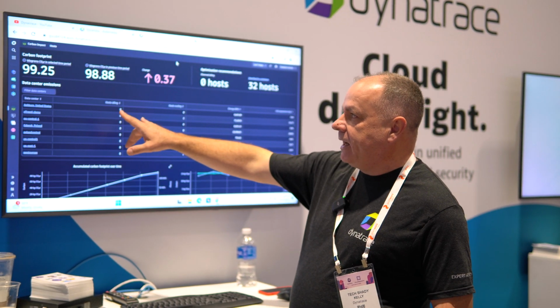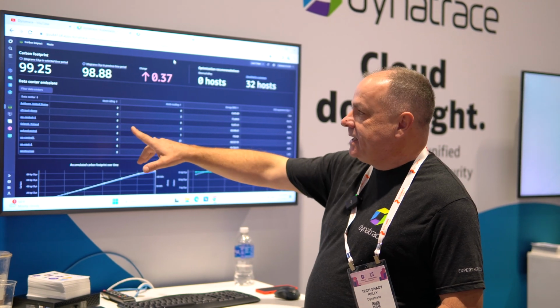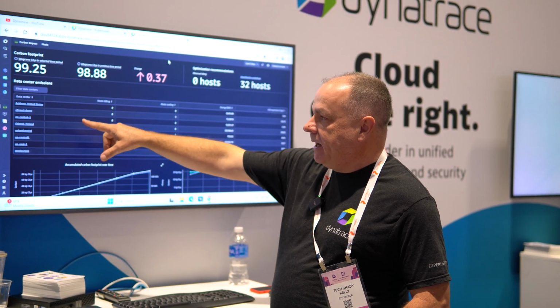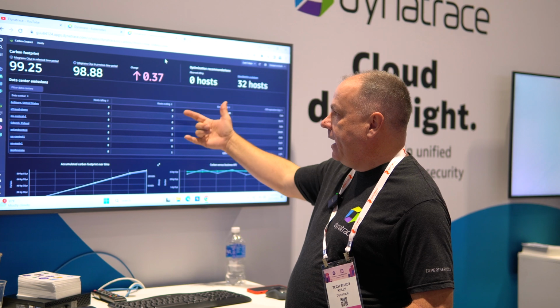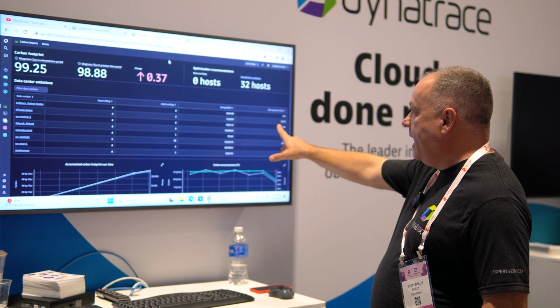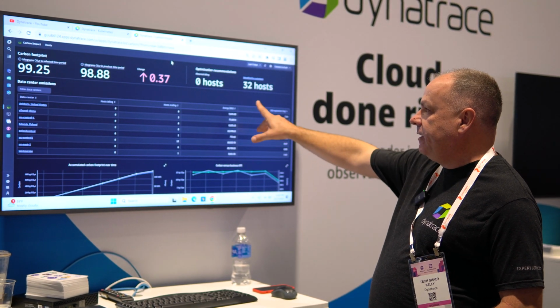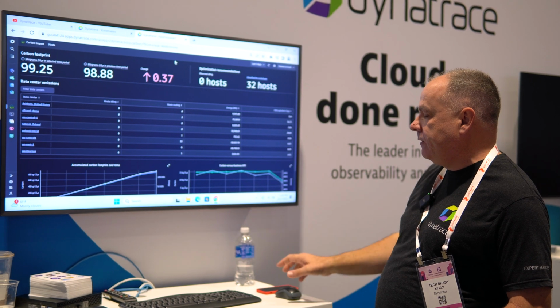So we can also break it down by your data center. We see the emissions. For each of my different data centers, I know the hosts that are idling, scaling, and so forth, and I can see the CO2 equivalent as well as their energy footprint that shows up.